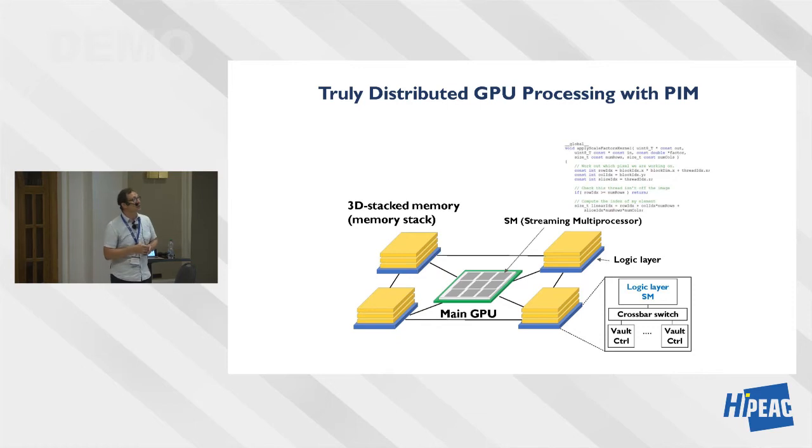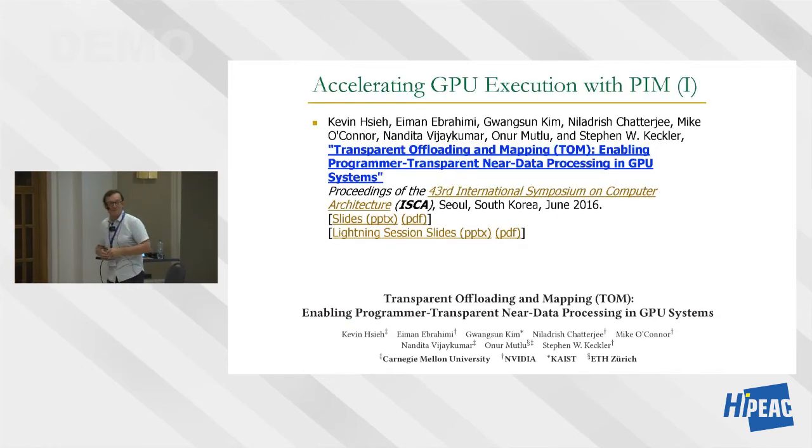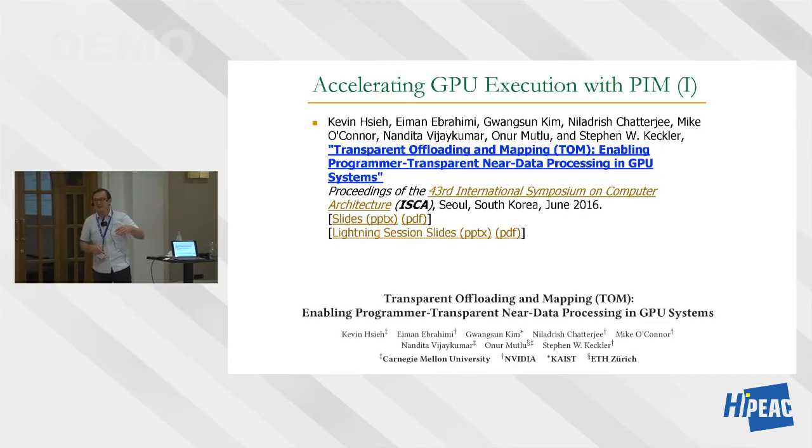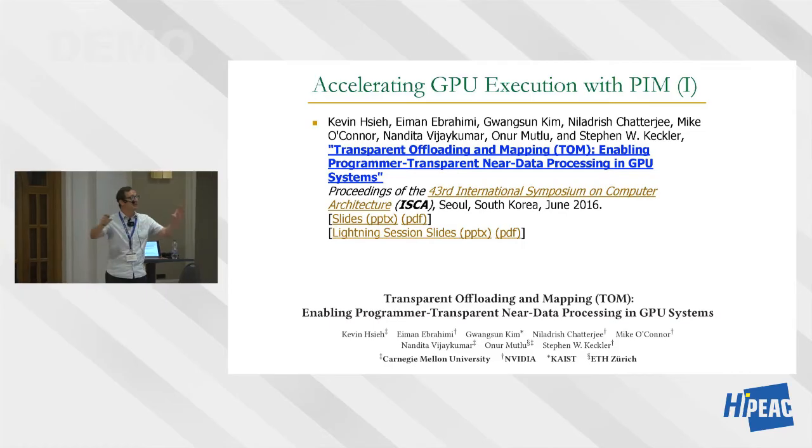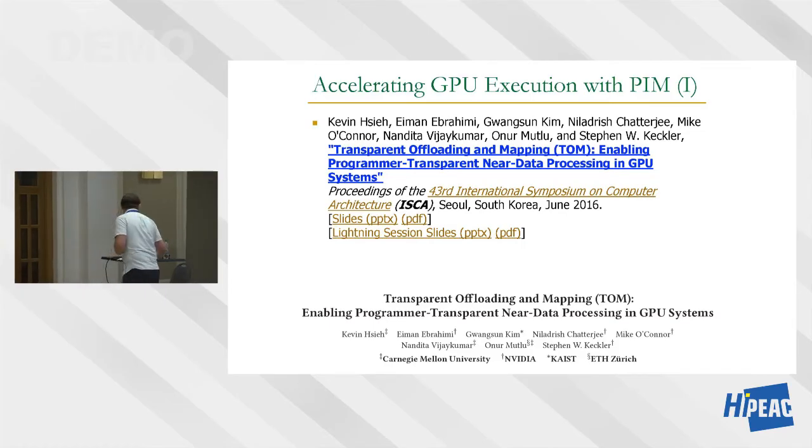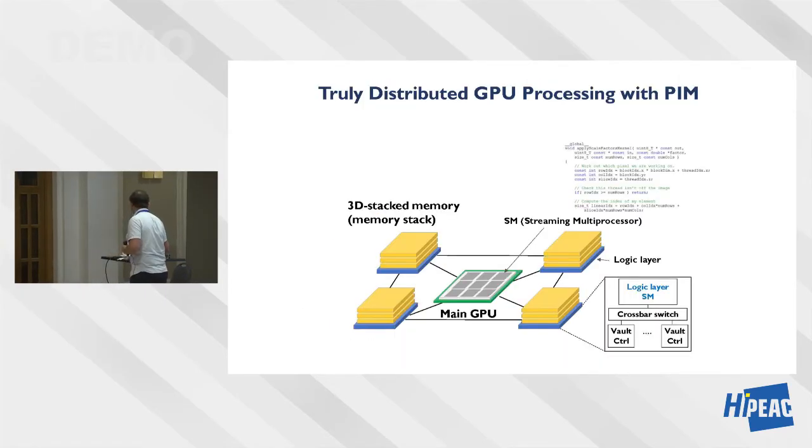And in this work, our goal was to be completely transparent to the programmer. We didn't want the programmer to manage anything. That's why it's called TOM, transparent offloading and mapping. So transparently to the programmer, we did data mapping so that you could localize the data that a warp is executing on and ship a warp, again, dynamically through compiler and runtime approaches.